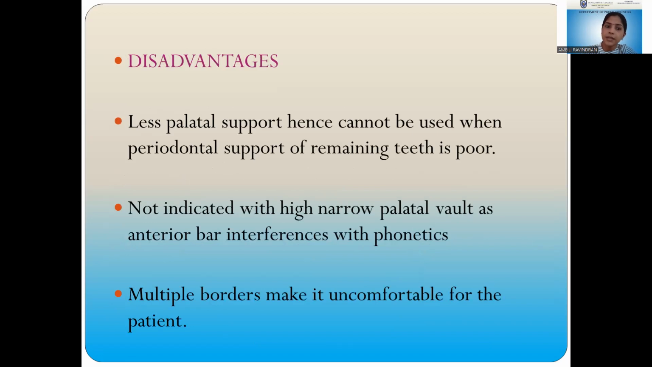Coming to the disadvantage, the palatal coverage is less, so the support gained from the palate is less, and multiple borders of this prosthesis can cause discomfort for the patient, and it cannot be used in the case of a high palatal arch or in a narrow palatal vault.